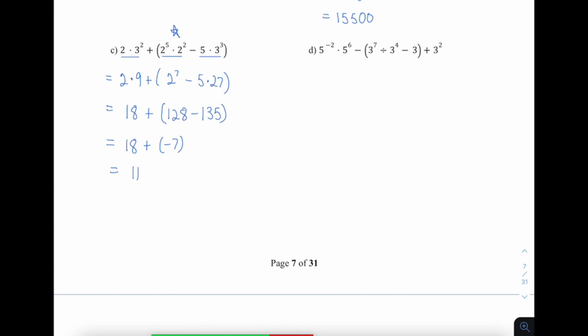All right, again, multiplication, division, and these bases are in fact the same, so I can combine them. And that last one I'm going to write as 9. 5 to the power of 4 is 625. Subtract 27 minus 3 plus 9. My final answer is 610.